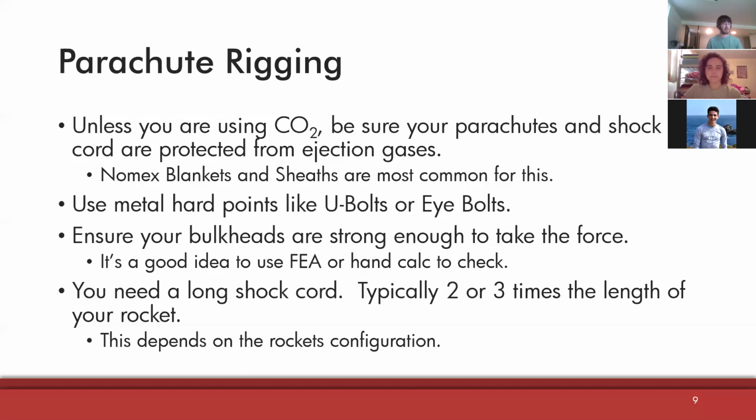Next thing, you need a lot more shock cord than you think you do. Typically, you want something like 2 to 3 times the length of your rocket in tubular nylon. And this is all to make sure that the segments of your rocket aren't colliding in midair. Obviously this depends on your configuration. For some things you might need more, for some things you might need less.